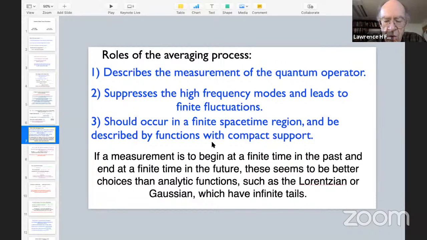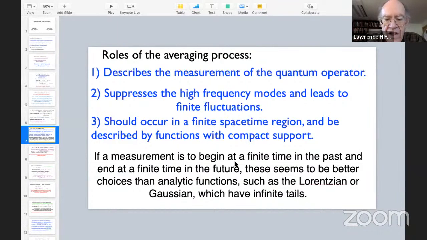So the reason we want those in physics is we want the measurements to begin at a finite time in the past and end at a finite time in the future. So the sampling function in time should be strictly zero outside of those times, which means that it cannot be an analytic function. But this would be a better, more physical choice.